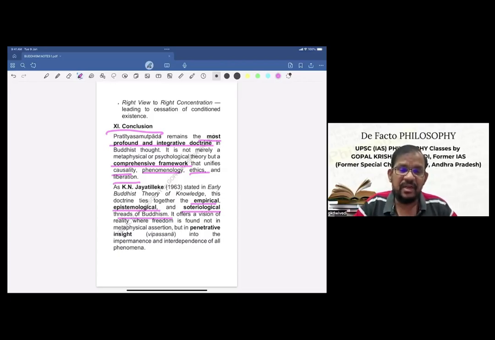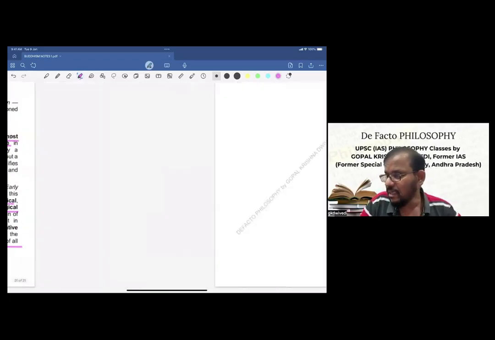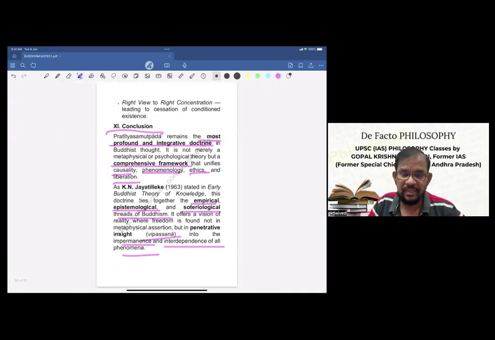It offers a vision of reality where freedom is found not in metaphysical assertion but in penetrative insight, that is vipassana, into the impermanence and interdependence of all phenomena. So these are basically the concluding remarks as far as Buddhism and Pratityasamutpada are concerned.